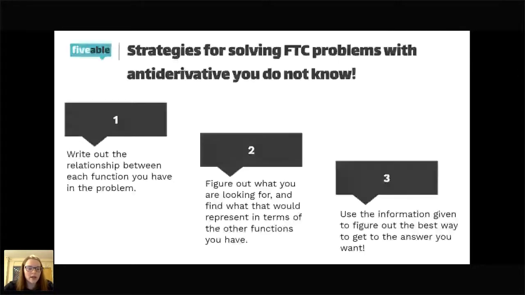Okay, so again, we're making sure we're writing out the relationships between each function. So in this one, the really important part to write out on most of our problems was that the derivative of one function was equal to another, because we knew one function was equal to the integral. If we derive both sides, we get a new relationship. So we need to make sure we can move between those relationships freely.